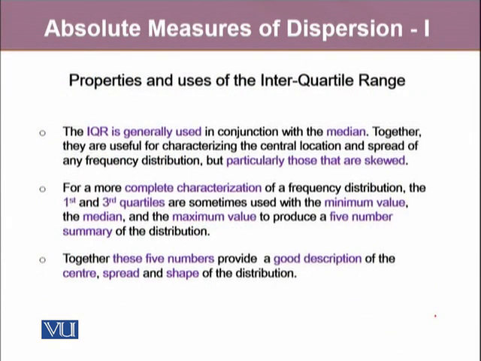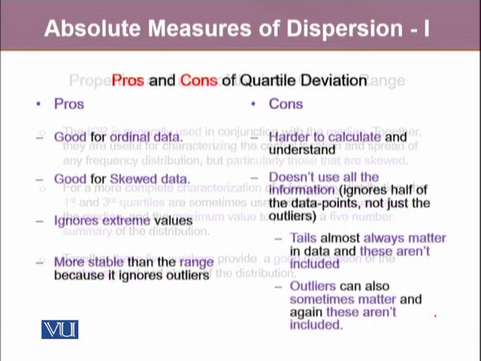There are a few properties of using the interquartile range. The interquartile range is generally used in conjunction with the median. Together they are useful for characterizing the central location and the spread of our frequency distribution. These are mostly recommended if our data is skewed. For a more complete characterization of a frequency distribution, we use 5 different values: the minimum observation, the maximum observation, the median, the first quartile, and the third quartile. Together, these 5 observations give us a very good description of the center of the data, the spread of the data, and the shape of the distribution.